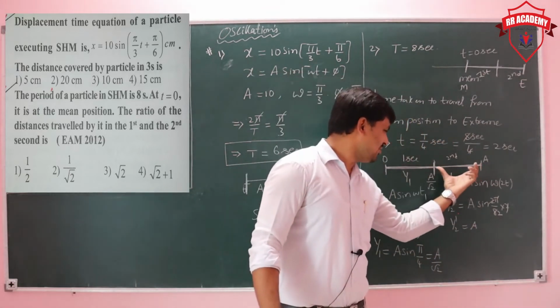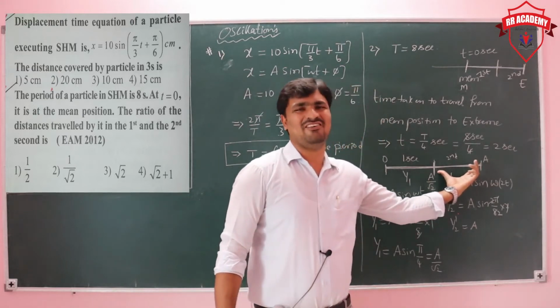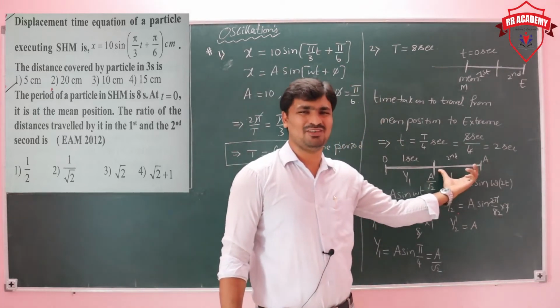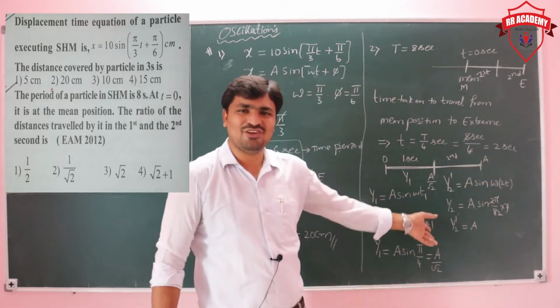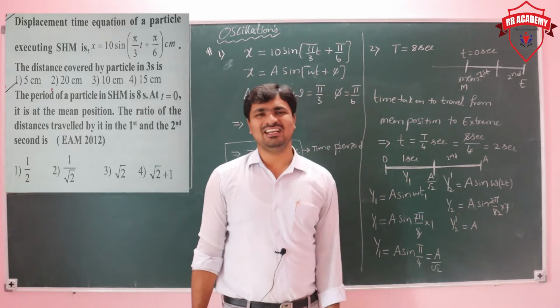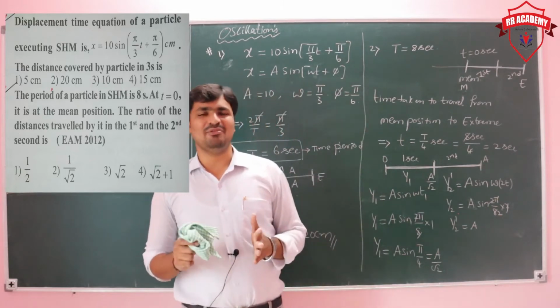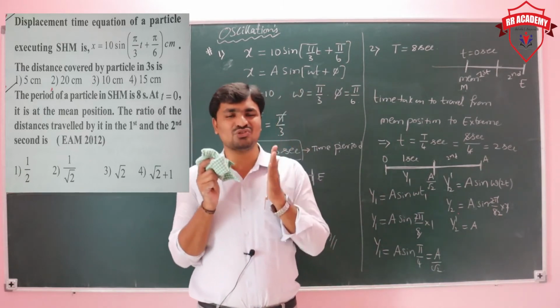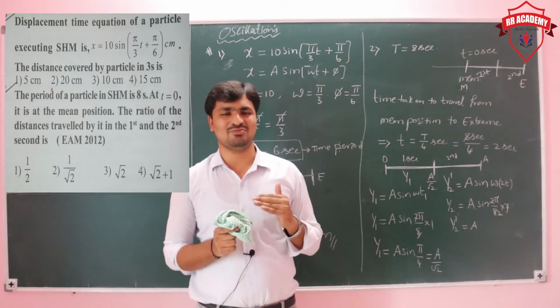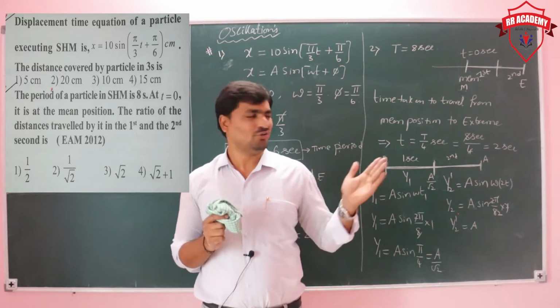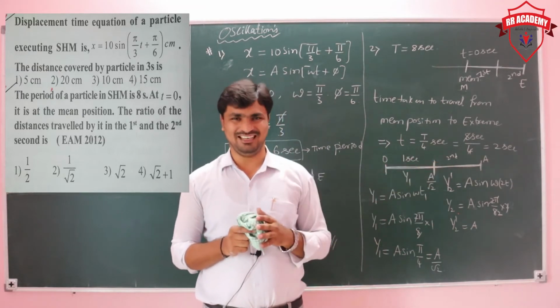In the second second only, how much displacement is traveled? A by root 2 to A, nothing but A minus A by root 2. If you take the ratio, again you get that. But in competitive examinations, we always have to solve the problem in less time. So that's why don't go this way, it is better to learn the formula.